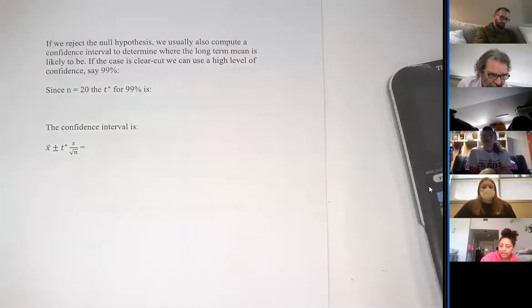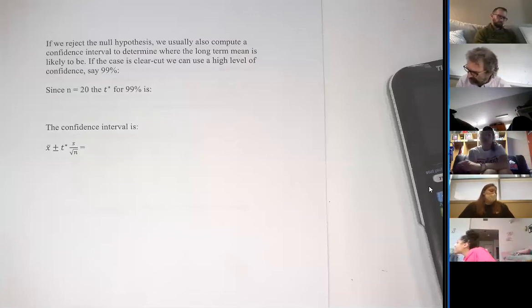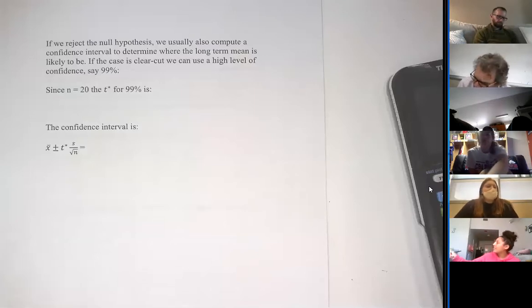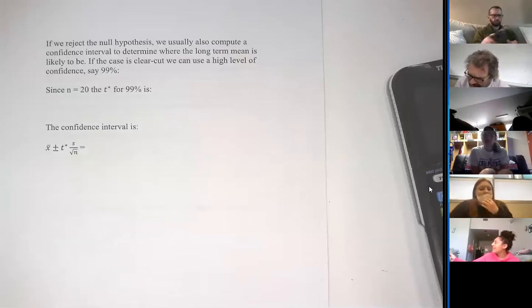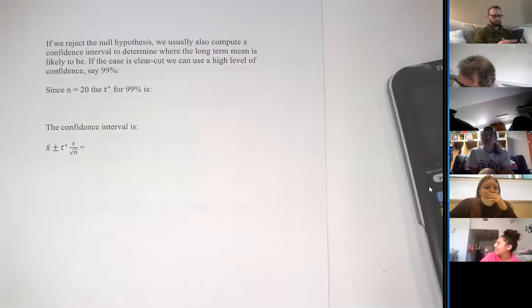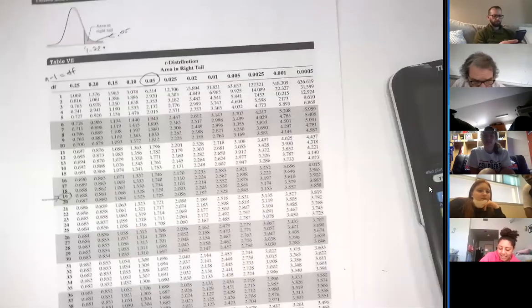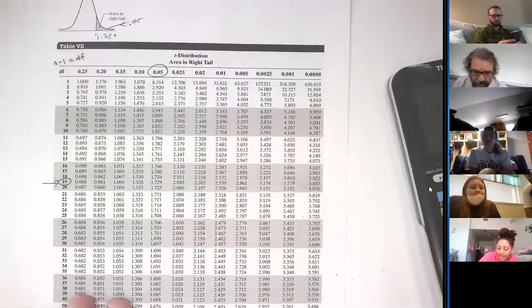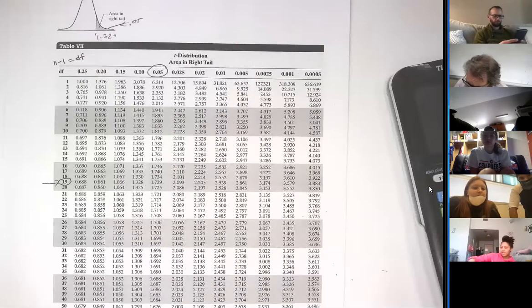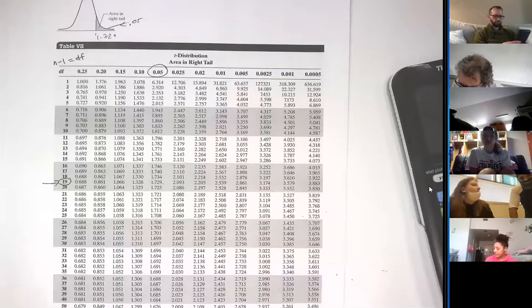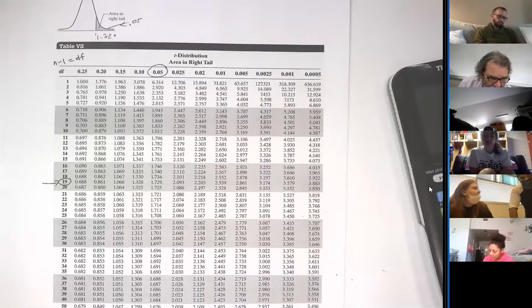If the case is clear-cut, we can use a high level of confidence, say 99%. So we'll be really sure the true mean is in there. Okay, that's a clear-cut case, so it shouldn't be too hard to do that. We shouldn't have too wide an interval, we're thinking, but let's just see. So n is 20. We're looking for 99% confidence. I now need some help from Kat. I need the critical value for 99%.